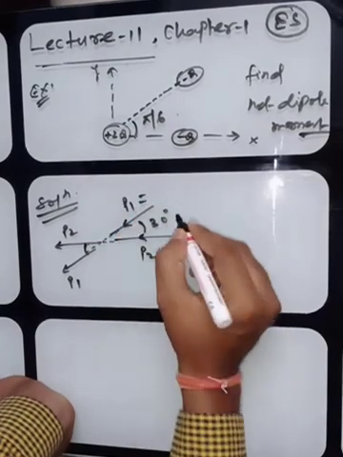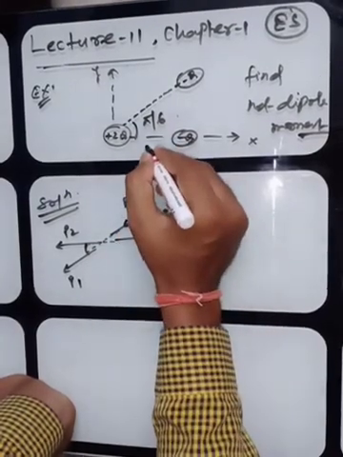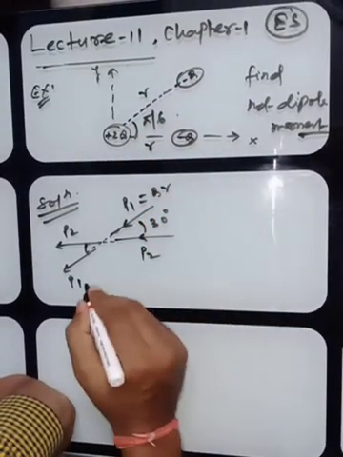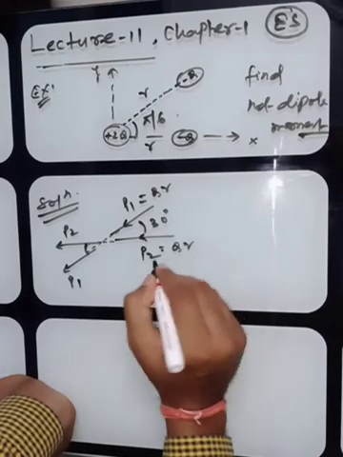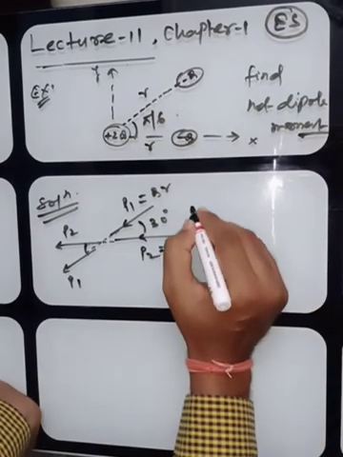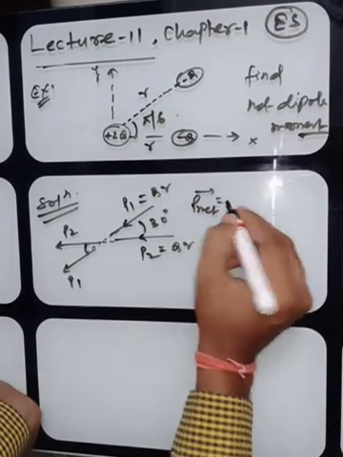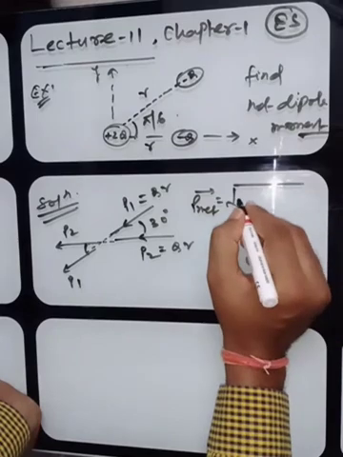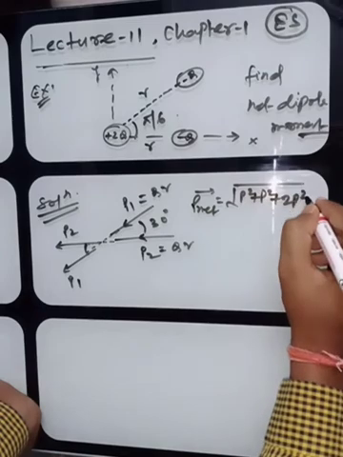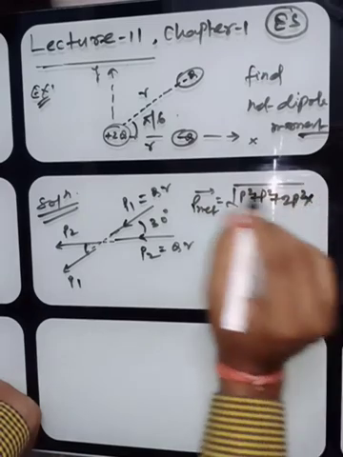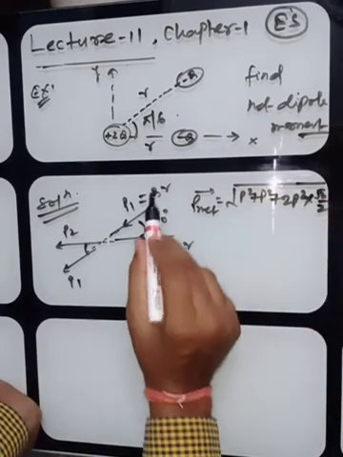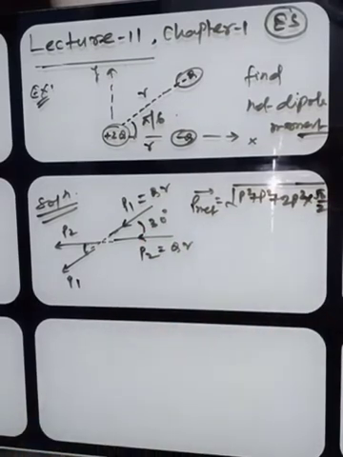P1 is nothing but the separation, you can see here R and R. So P1 is Q times R and P2 is also Q times R. I'm writing here Q times R, the magnitude. So the net dipole moment will be root under P square plus P square plus 2P square cos 30 degrees, which is root 3 over 2. By putting this value you can solve this one.